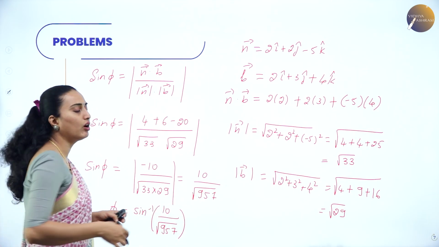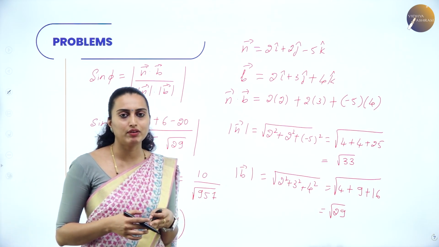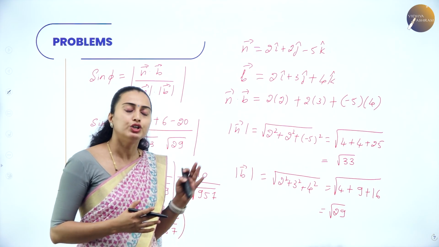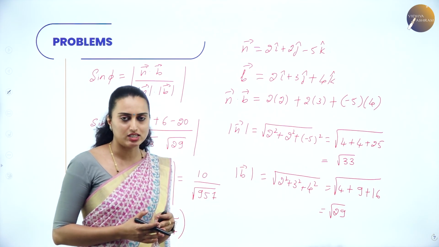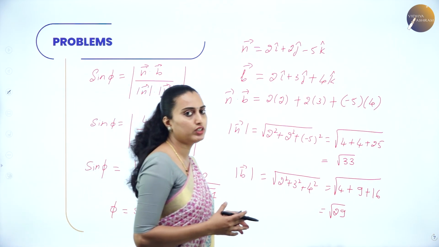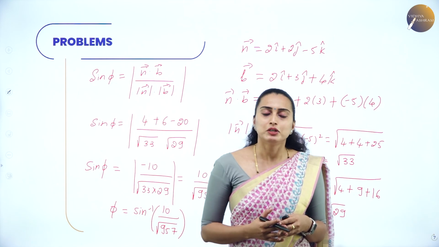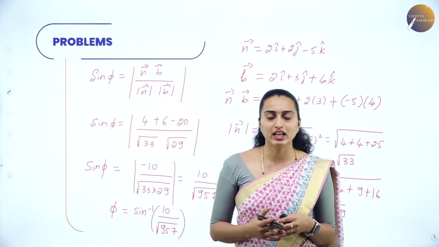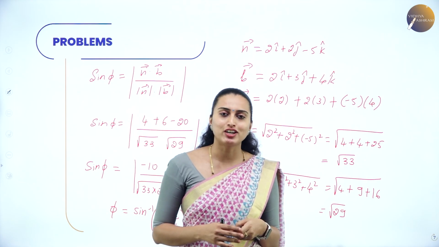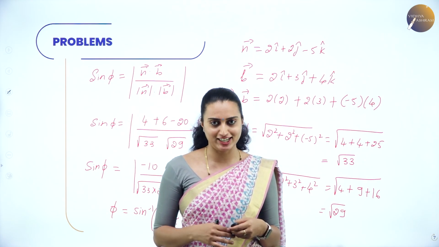Root 957 is some 30 point something. There is no need to evaluate it again; you can keep it as the answer. That is, sine inverse of 10 divided by root 957 is the angle between the given plane and the line. I hope you understood the derivation and the problem that I have taken.